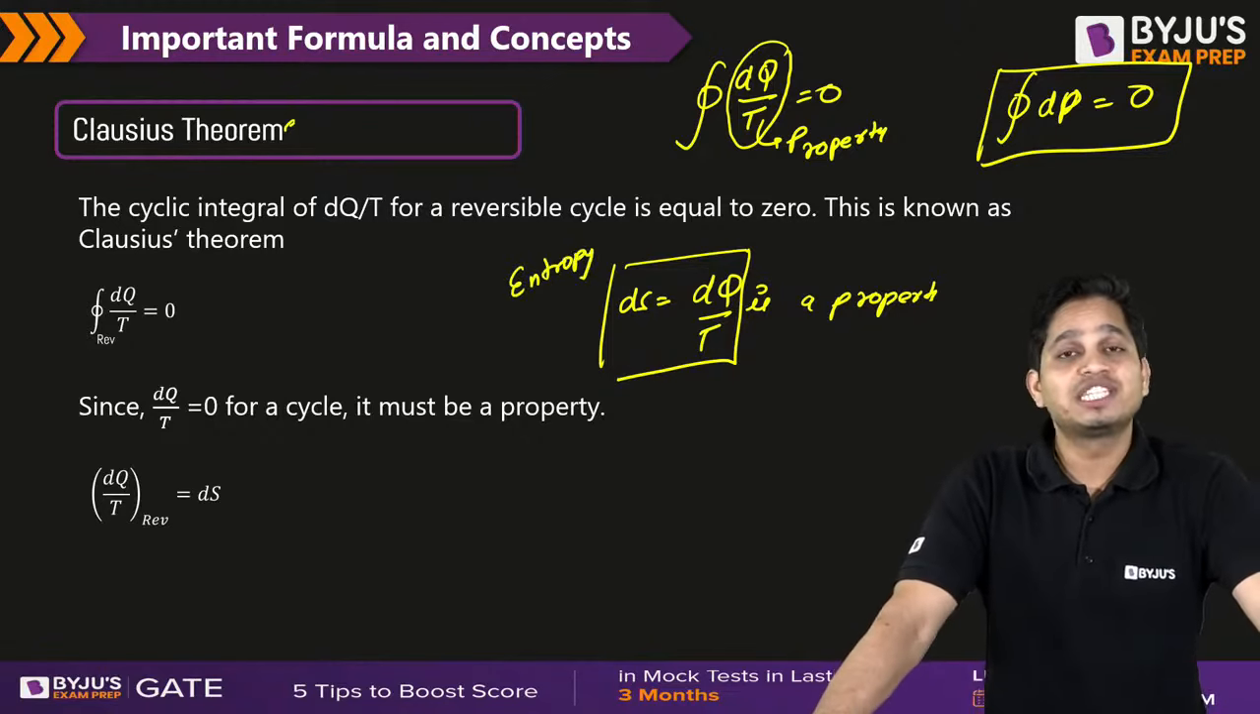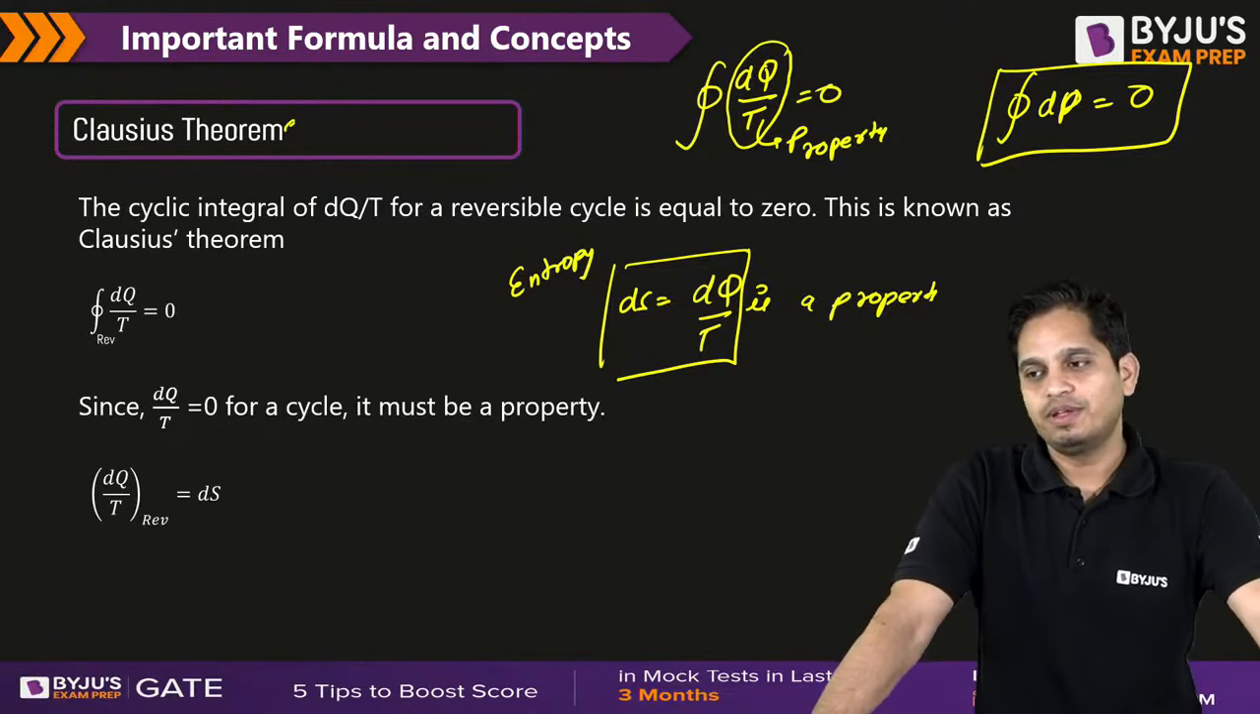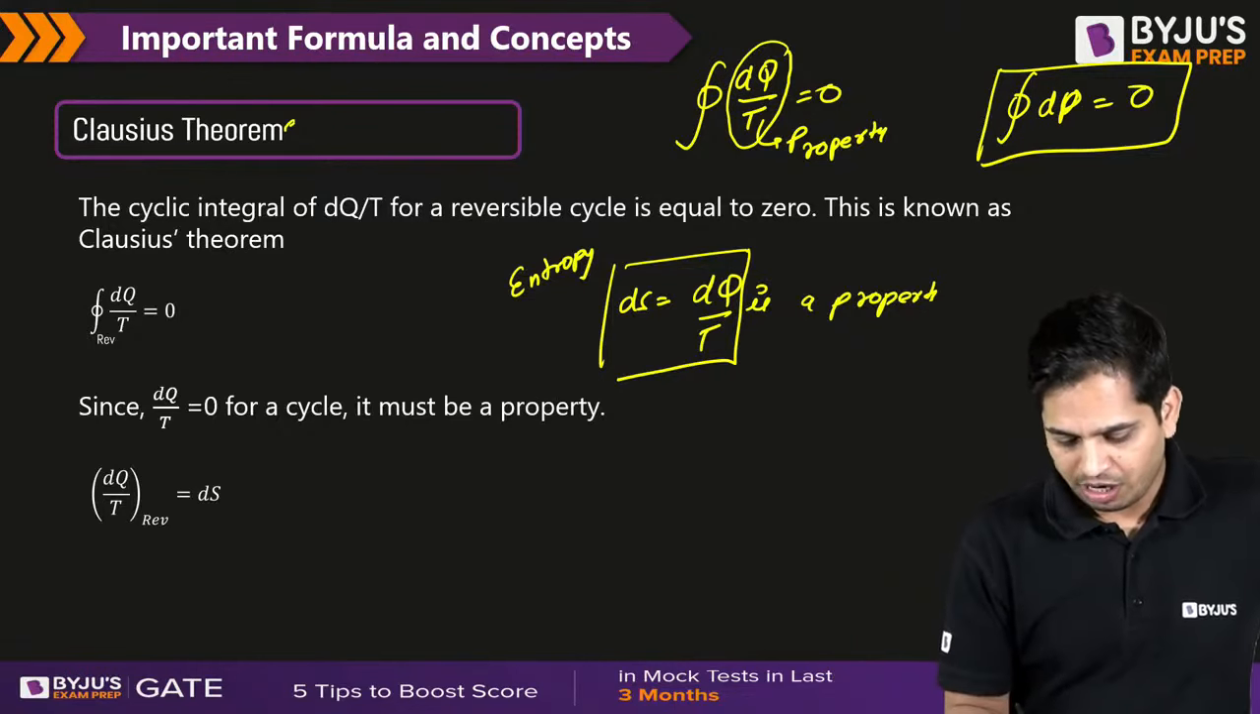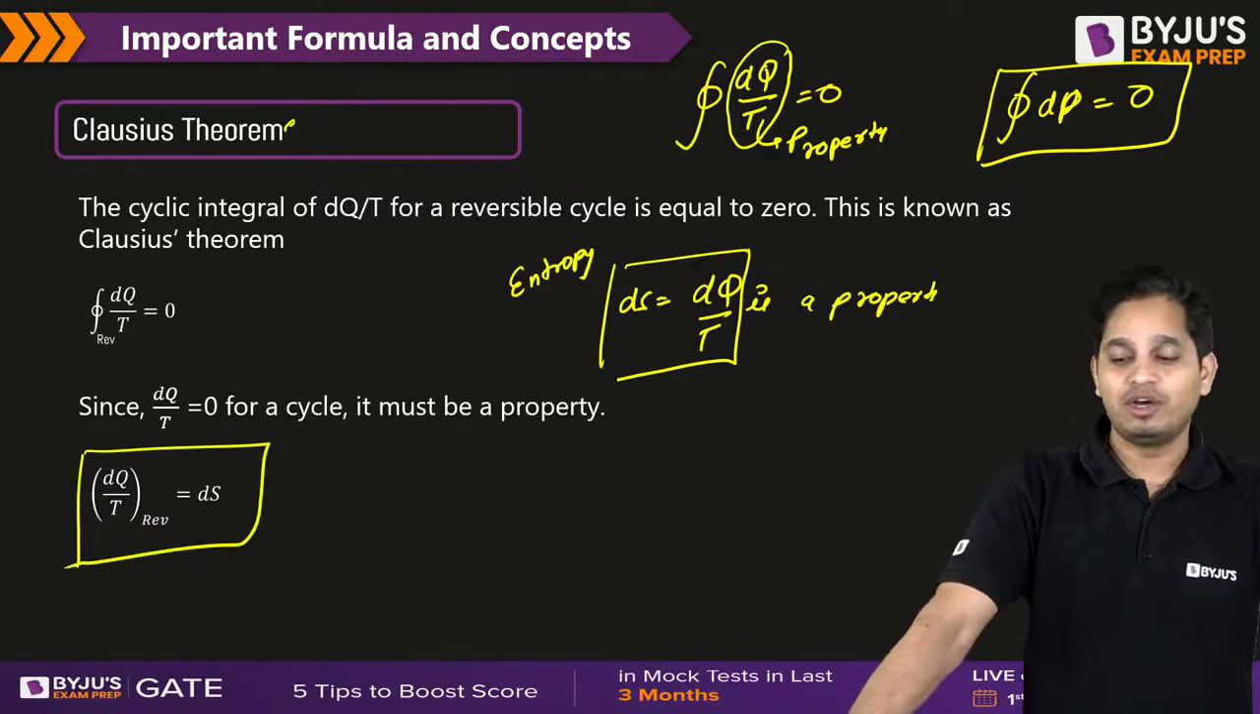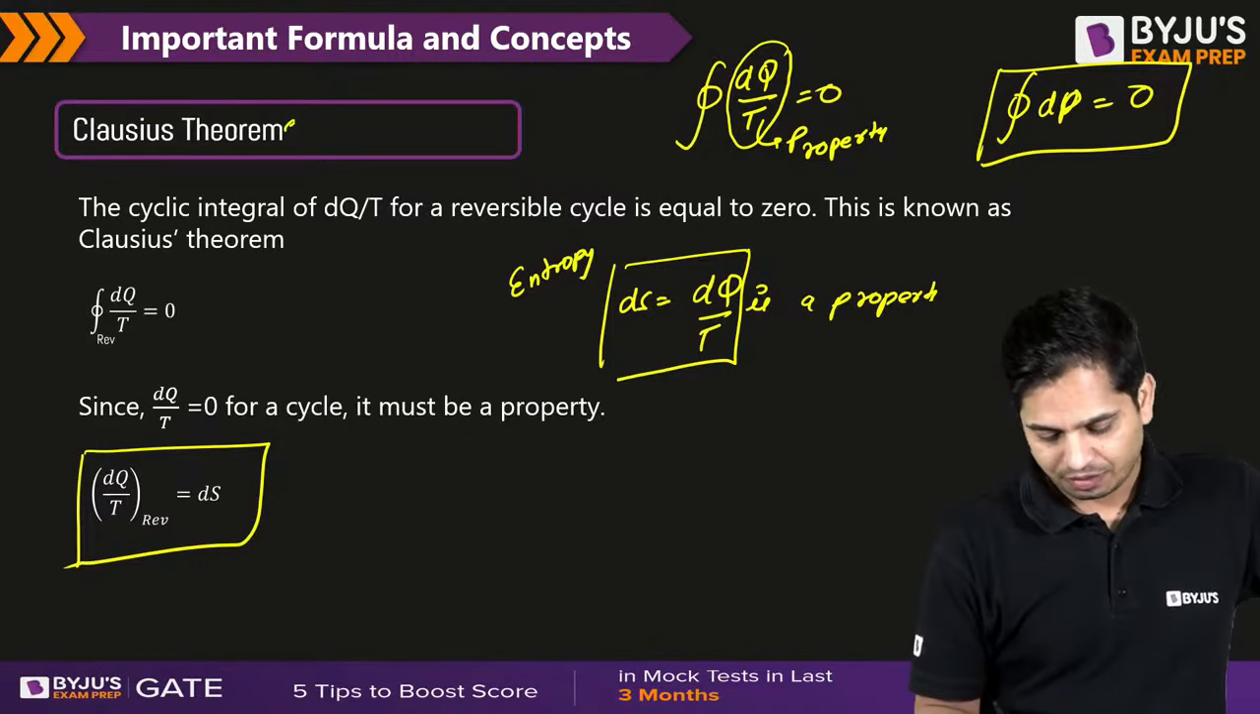I have named this property as entropy. And only for reversible it is true: ds is equal to dq by t. Only for reversible.